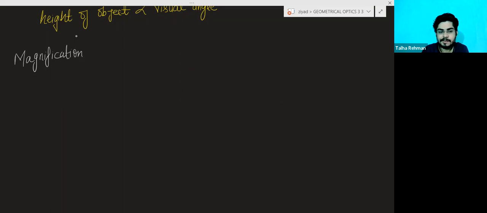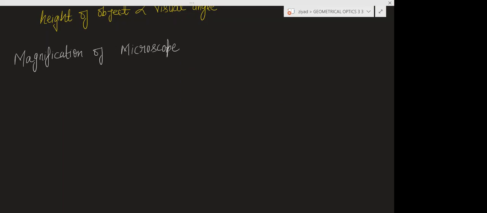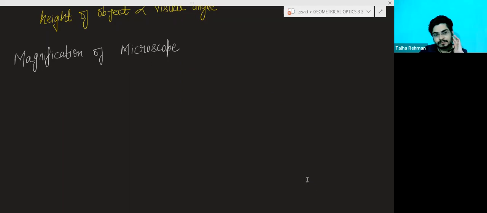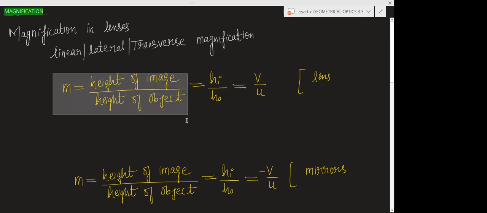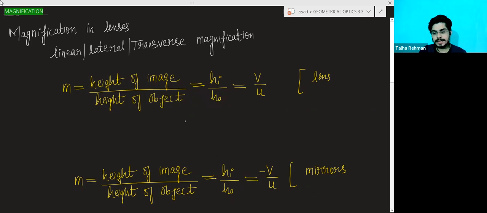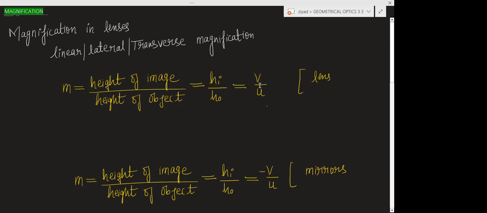Magnification of mirror. Magnification in lenses: magnification is equal to the height of the image formed by the lens divided by the height of the object in front of the lens. And there is one more formula of magnification: position of the image divided by position of the object, V by U.